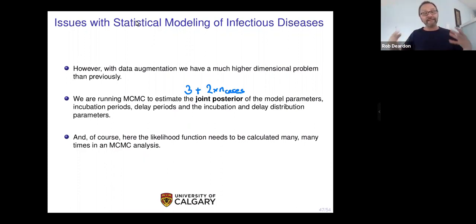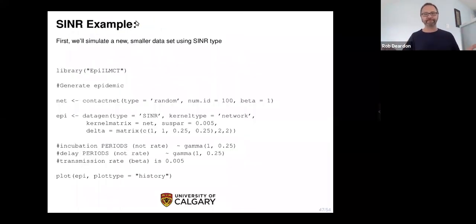And of course, in the MCMC, the likelihood function needs to be calculated, or the posterior up to proportionality needs to be calculated many, many times for different values of those parameters. It's even worse if we really have an individual level model, because then all of the transmission rates differ between individuals. So the likelihood is even worse, right? So it can quickly become a computational morass. But I'm going to show you how to do this in EPI-LM-CT.